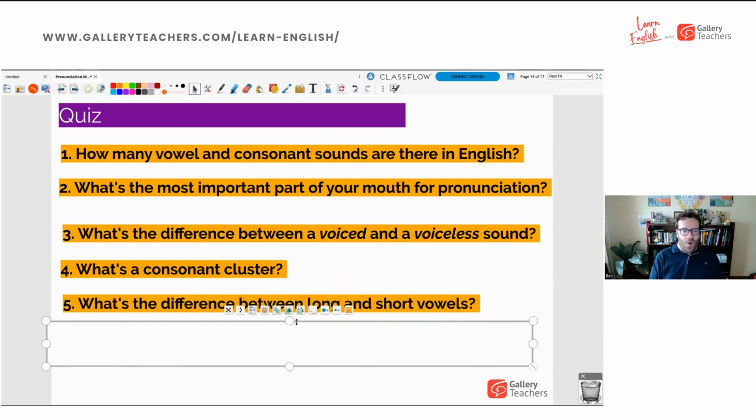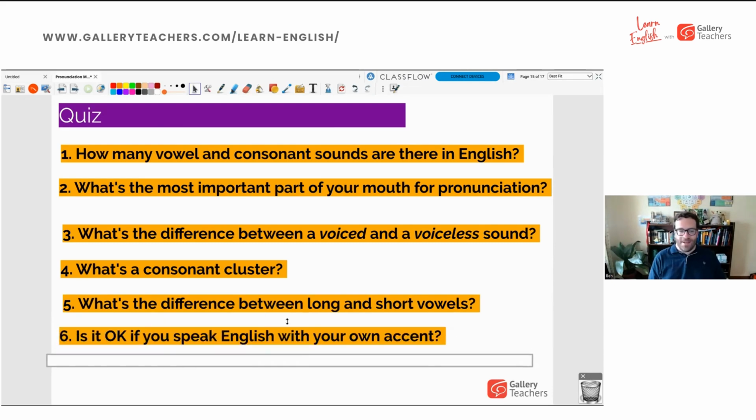Okay, two more. What's the difference between long and short vowels? Yes, Christina, exactly. Stressed and relaxed. Perfect. Opening the mouth. Yes. Okay, and number 6. Is it okay if you speak English with your own accent? Definitely. 100%.